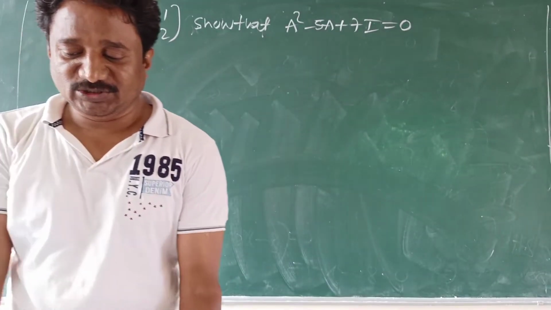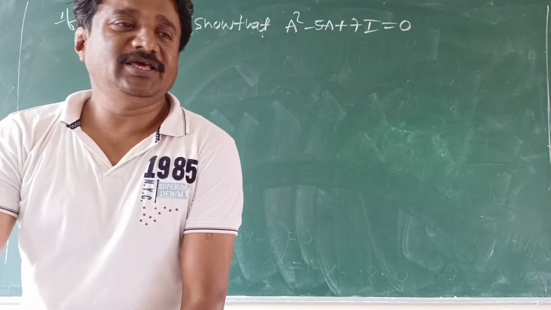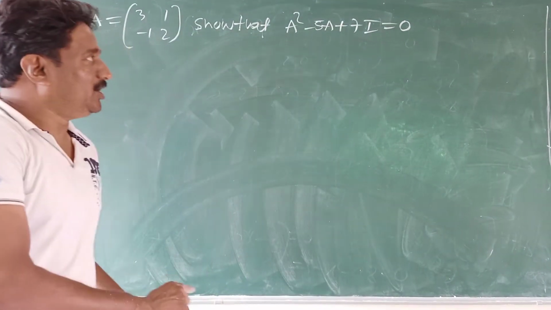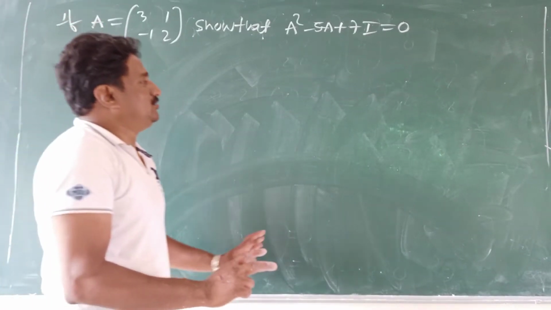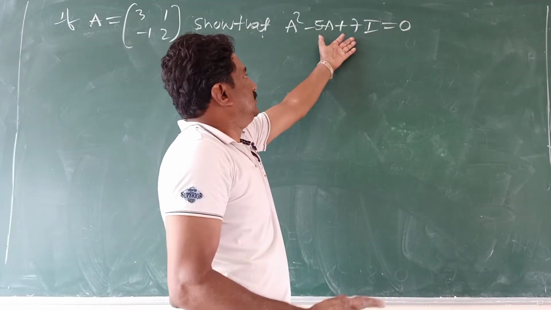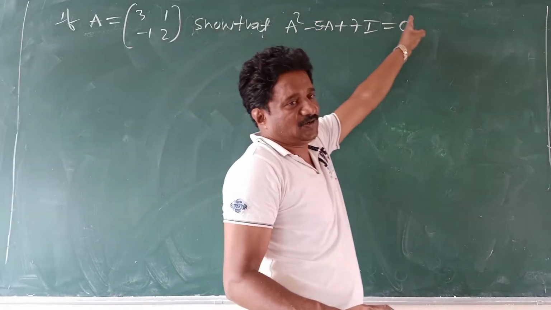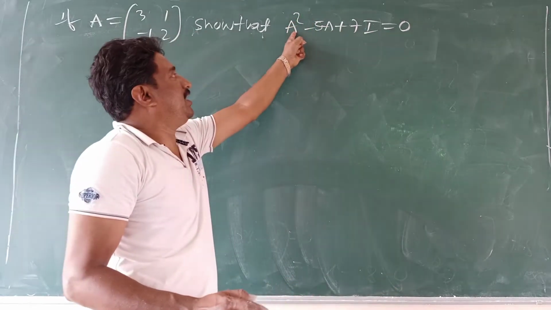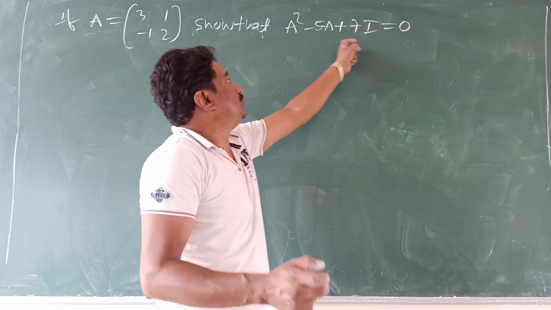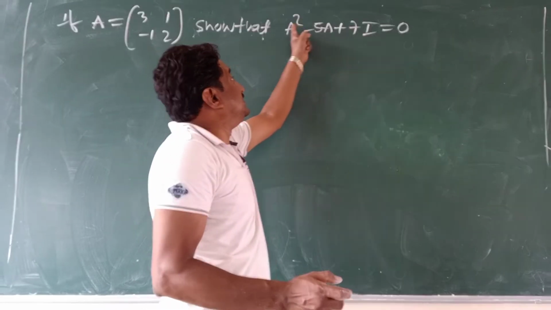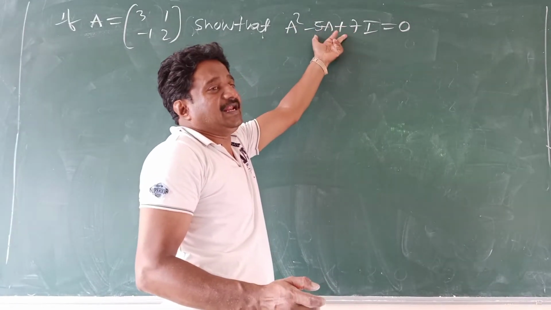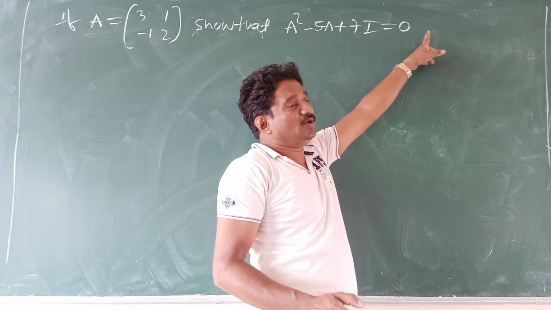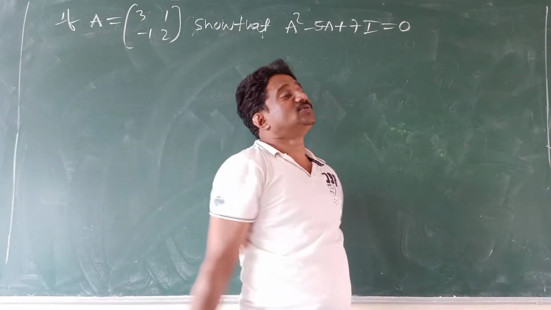Solving this problem is so easy because we have already solved this type of problems. How to prove this means, we will go for proving LHS is equal to RHS. For that LHS, I need A square value, 5A value, 7I. First you calculate these things, that is A square, 5A, 7I. Take LHS and substitute, surely you are going to get null matrix. Null matrix means O. A matrix which contains only zeros is called null matrix.